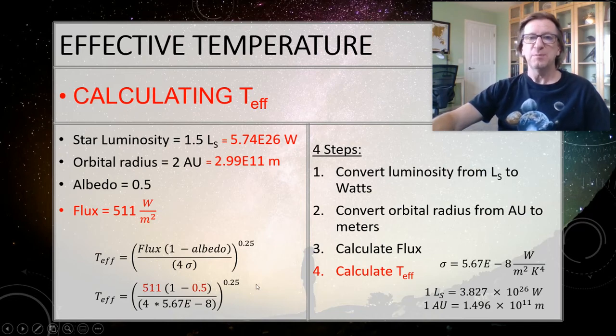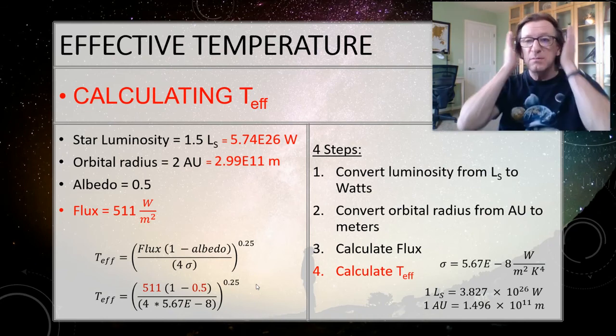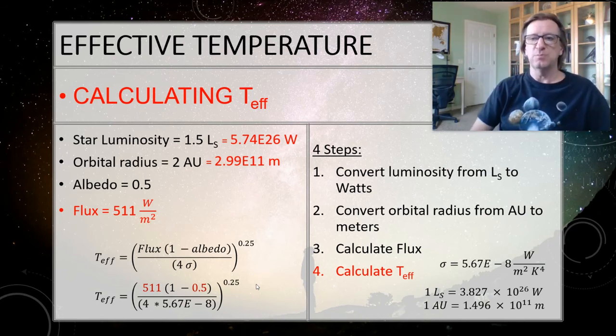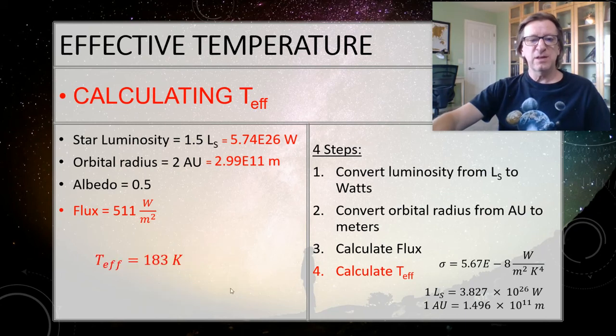All right, now I'm going to give you a little quick tip for those who are comfortable with the math. Raising to the 0.25 power, it's the same thing as hitting the square root button twice. If you don't like that, close your ears. You don't need to hear that, and just raise it to the 0.25. But if you're comfortable with it, you can speed things up a little bit by just hitting the square root button twice. All right, so when we figure this out, then I'm getting 183 degrees Kelvin.